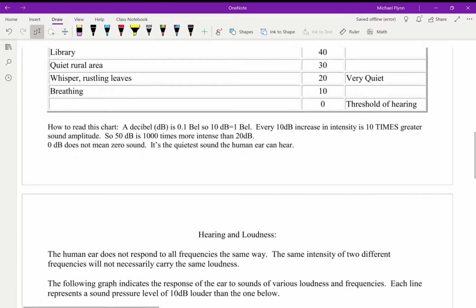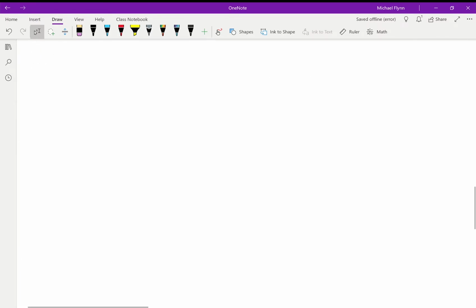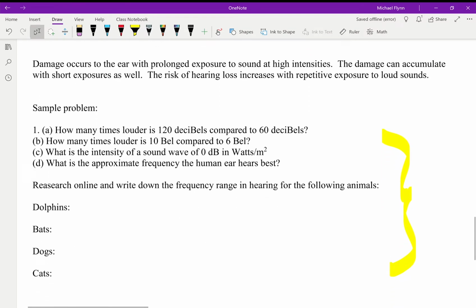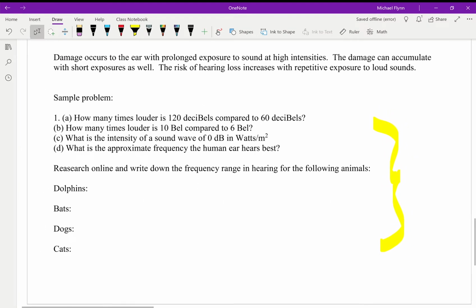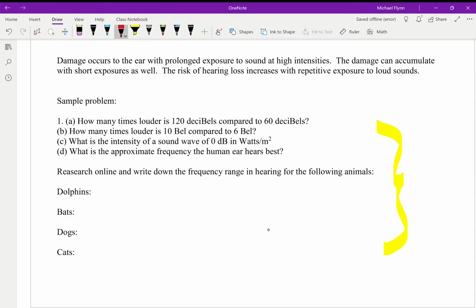There are some questions at the bottom of this sheet. Let's start with this one. How many times louder is 120 decibels compared to 60? To go from 60 to 120, that's 60 decibels more, but every 10 decibels is 10 times louder. So it would be 10 to the 6 times louder.